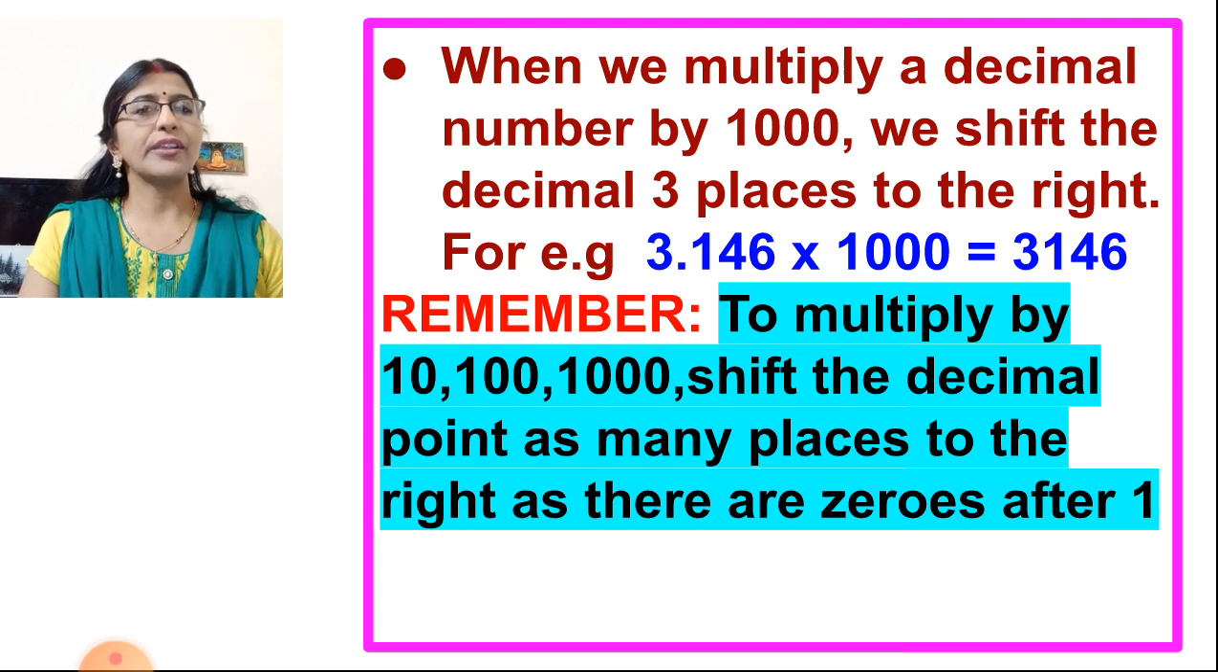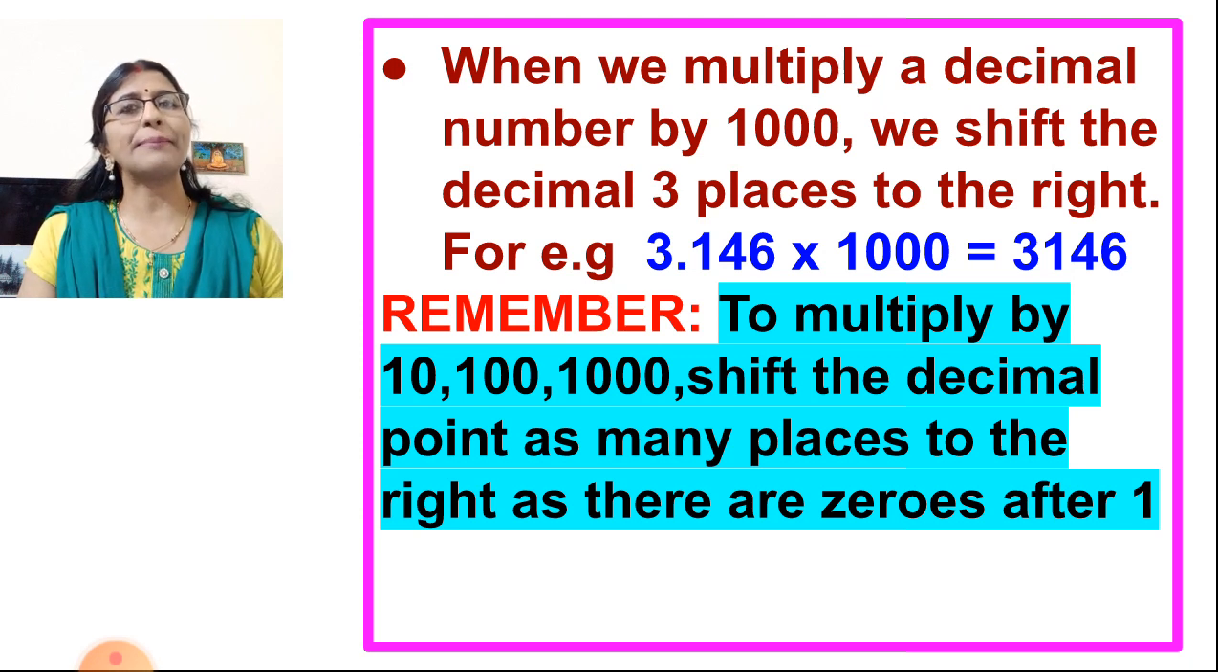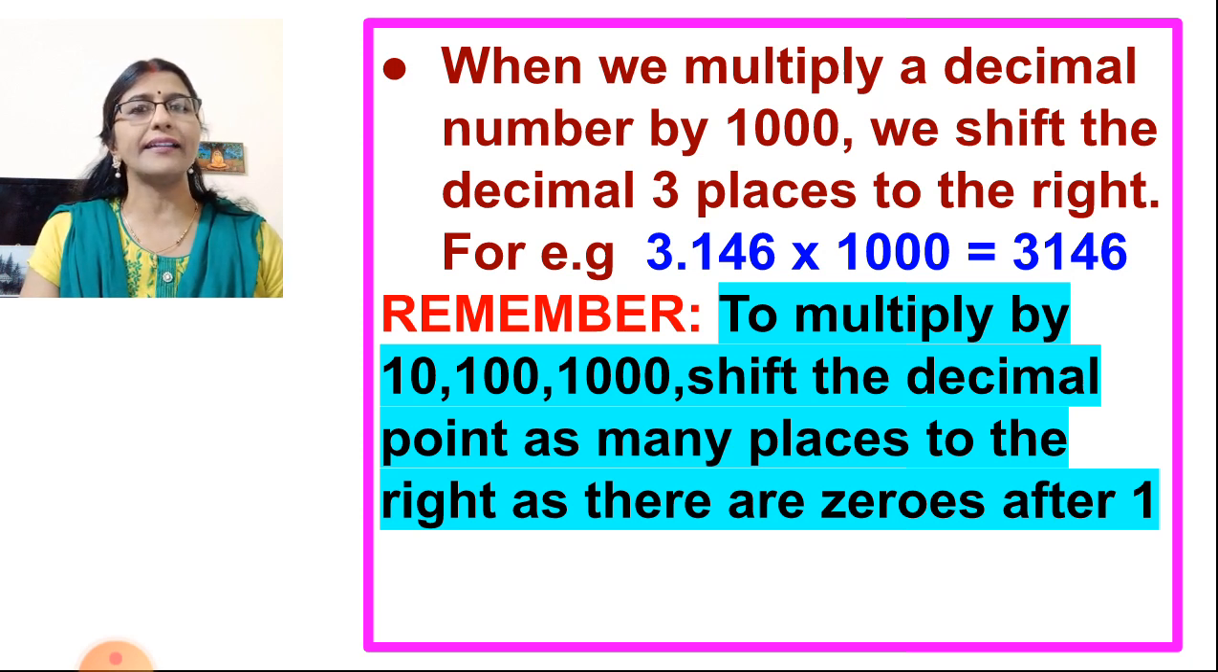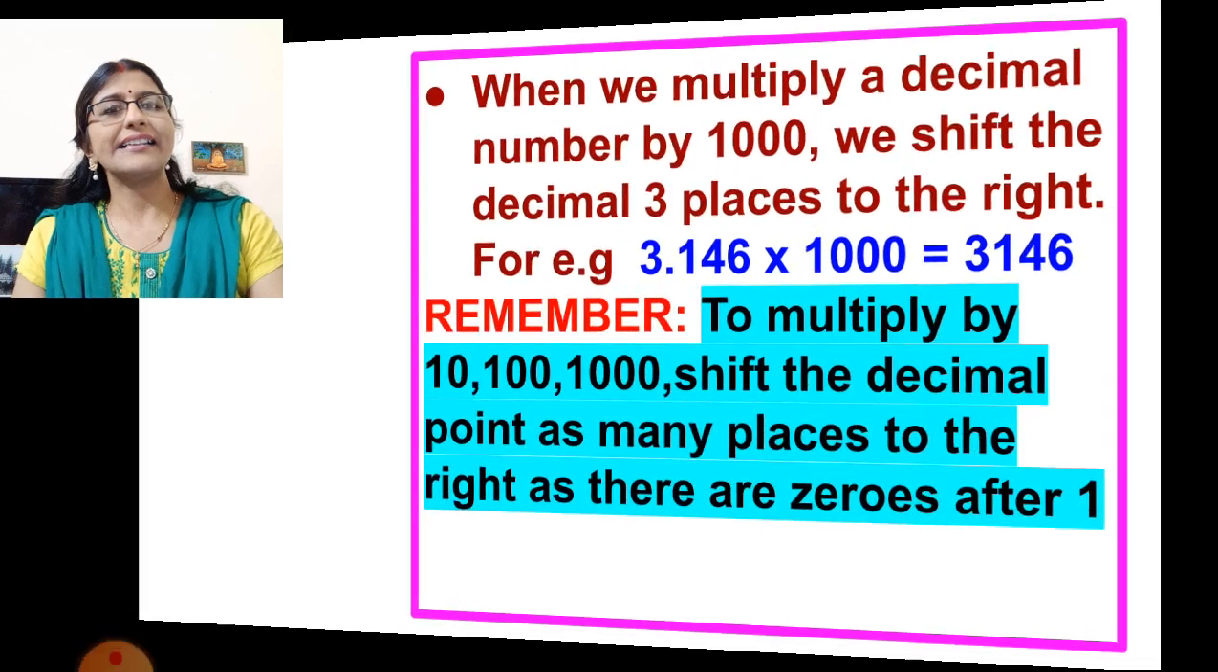3146. So you have to remember this: to multiply by 10, 100, 1000, shift the decimal point as many places to the right as there are zeros after 1. So you have seen here in all these examples, the digits in the product are the same. The only thing that happened is the decimal point has shifted as many places as there are zeros after 1. Now let us see the next.